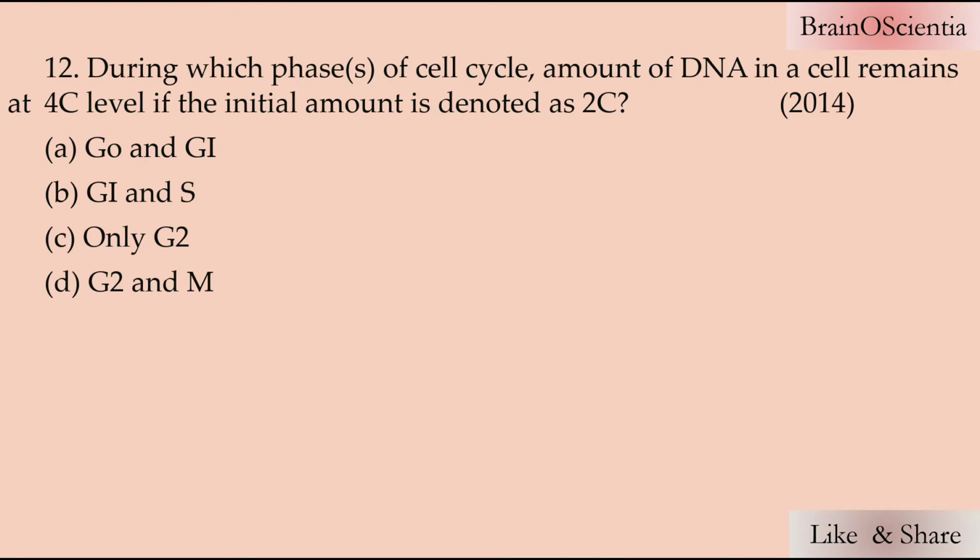The question is: during which phase of the cell cycle does the amount of DNA in a cell remain at 4C level, if the initial amount is denoted as 2C? That means in which phase of the cell cycle the amount of DNA got double. Initially the amount is 2C, now the amount is 4C. Which phase of the cell cycle is that going to happen in?